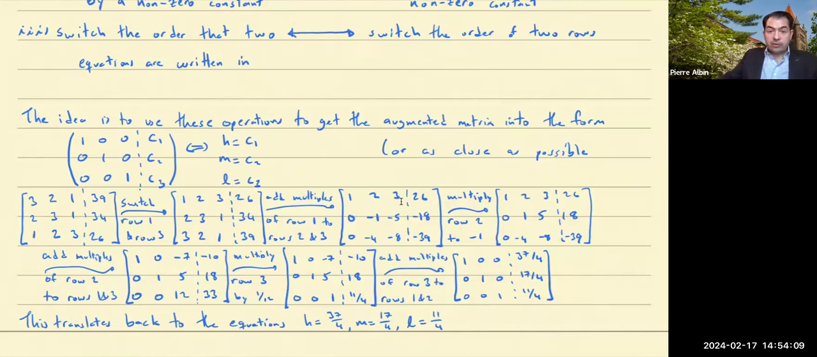Okay, so this algorithm where you work one row at a time, right? With the first row, you get the first non-zero entry to be a 1, and then you clean up its column. And then you move to the second row, you get its first non-zero entry to be a 1, and then you clean up its column. And then you go to the third row, you get its first non-zero entry to be a 1, and then you clean up its column. That algorithm is called the Gaussian elimination algorithm.